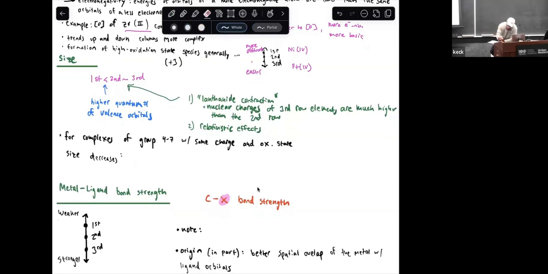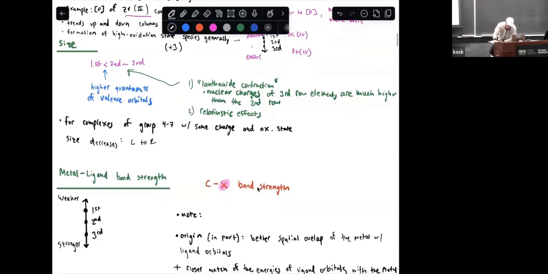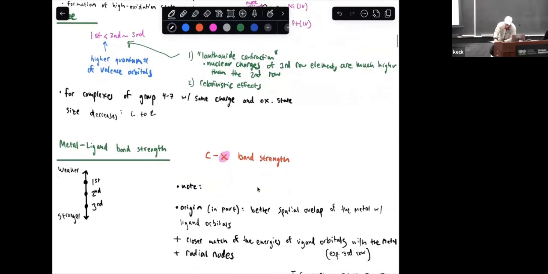And then when we're talking about navigating left and right on the periodic table, we have to make some caveats. So we would say for complexes of groups 4 through 7 with the same charge and the same oxidation state, then it is true that size decreases as you go left to right. But again, I think the reason you have to add these caveats is because now you're in the D block and not everything has these clear trends.